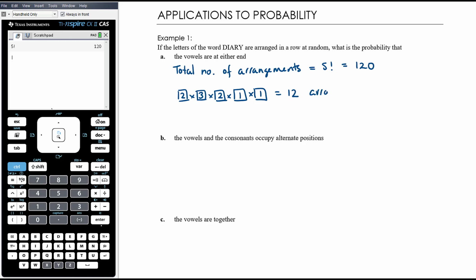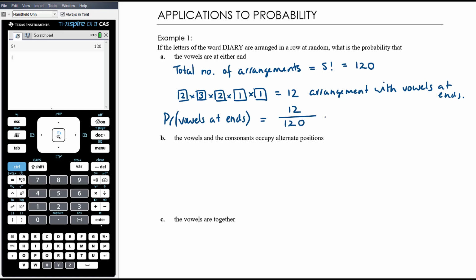So 12 arrangements with vowels at the ends, okay? And so therefore the probability that the vowels are at the ends is going to be, there are 12 possible arrangements with the vowels at the ends out of 120 possible arrangements in total, and so then 12 on 120 is just going to be 1 on 10, or 0.1.